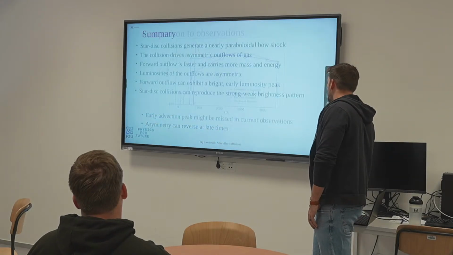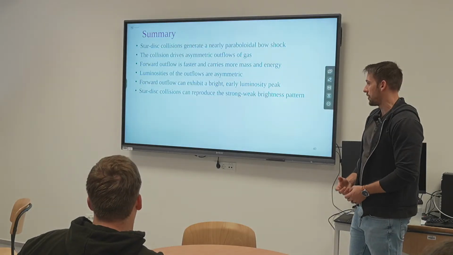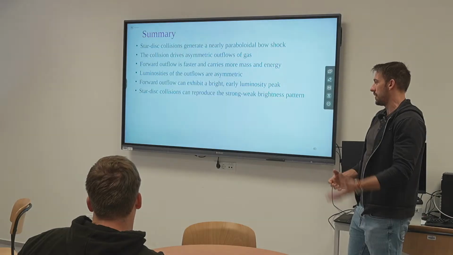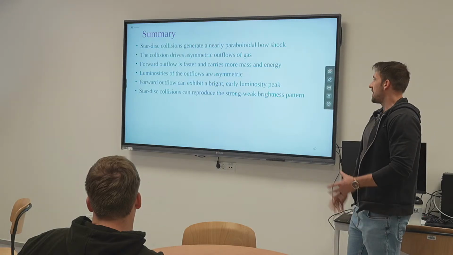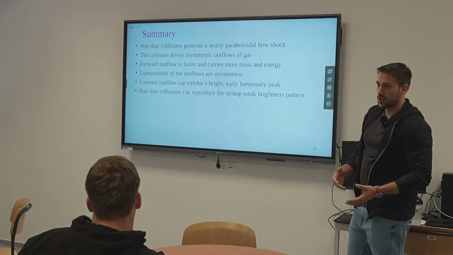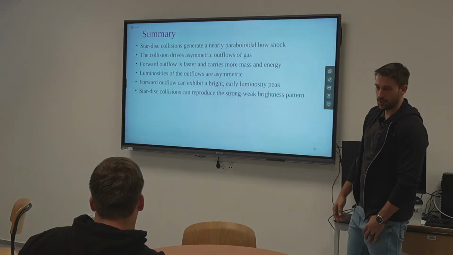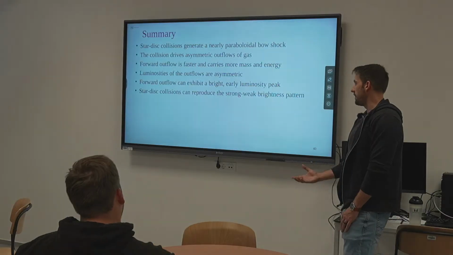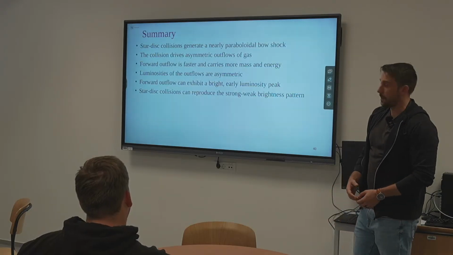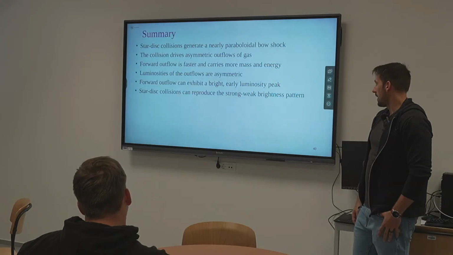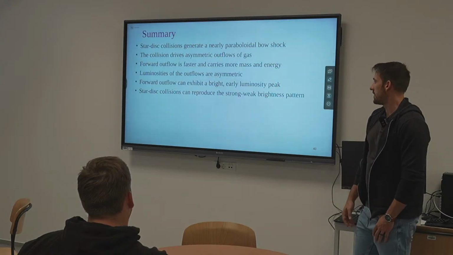So, I think I'm nearing the end. Now, just to summarize briefly, we're performing three-dimensional hydrodynamic simulations of star-disk collisions. We found that as the star collides with the disk, it generates this nearly paraboloidal bow shock. The star is injecting energy and momentum, which are then redistributed, resulting in outflows being launched along the forward and backward direction. But because these outflows have different mechanisms of formation, this leads to asymmetric properties. The forward outflow will typically be faster and carry more mass. And the radiation will be transported a bit differently in these outflows, meaning that luminosities can also be asymmetric.